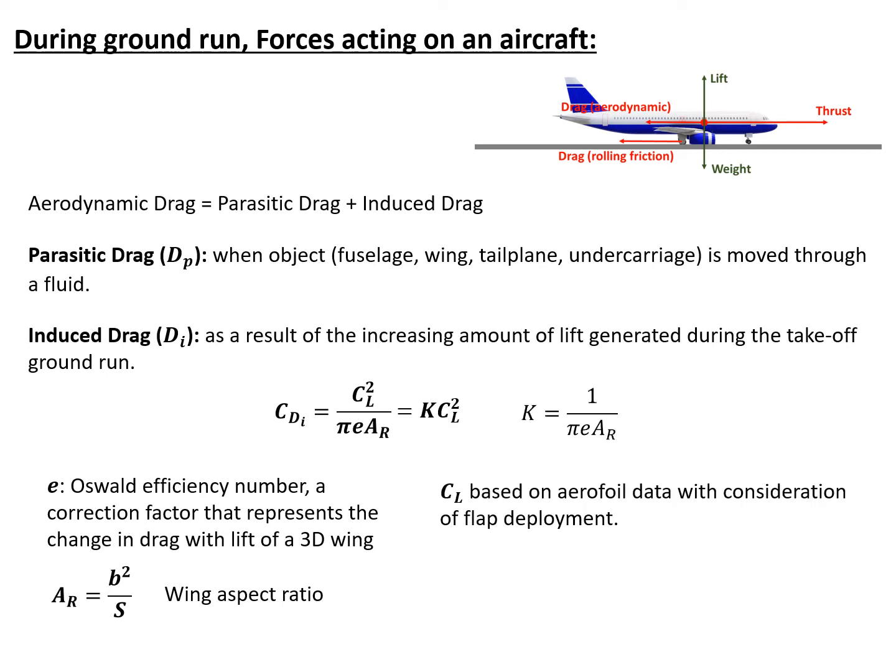And if we name k equals 1 over e pi AR, we can simplify the induced drag coefficient as k times CL squared. And the CL is based on the area field data with consideration of flap deployment. During the ground run, the aircraft always has a flap extended to have the high lift configuration. That's why we need to consider the flap deployment. And in this case, we can have more lift generated on the wing.